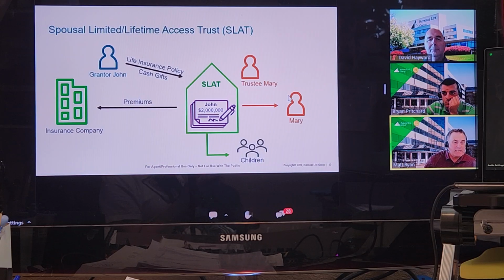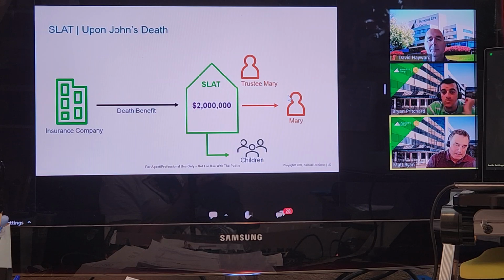Let's look at the spousal lifetime access trust when John passes away. So again, same thing happens as an irrevocable life insurance trust. Upon John's death, the life insurance company pays a death claim to the spousal lifetime access trust. Mary is the trustee. Mary is the beneficiary along with the children. And so again, in this particular trust, if it's done correctly and appropriately, that $2 million is going to avoid John's estate in terms of calculating the value for estate tax purposes.